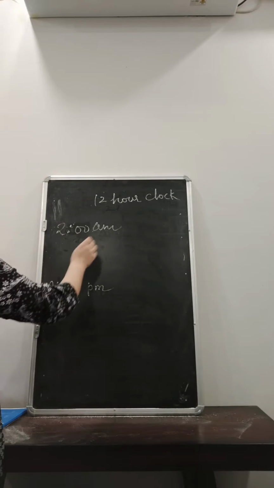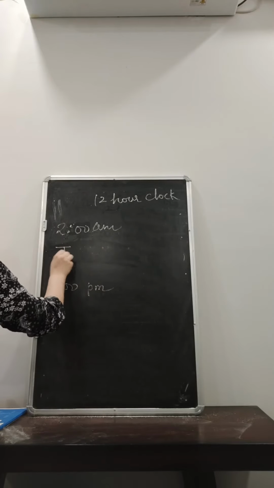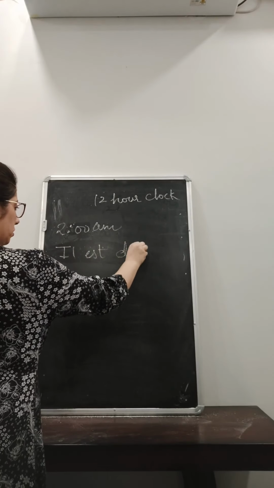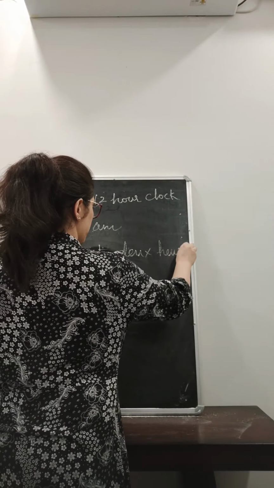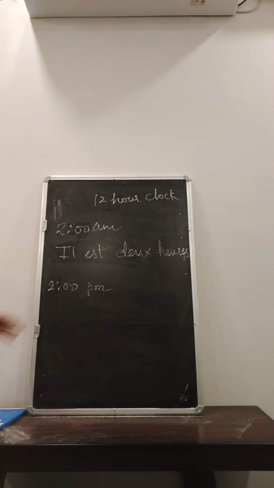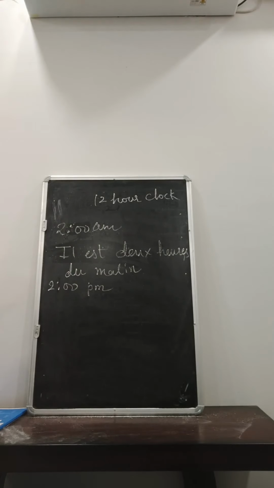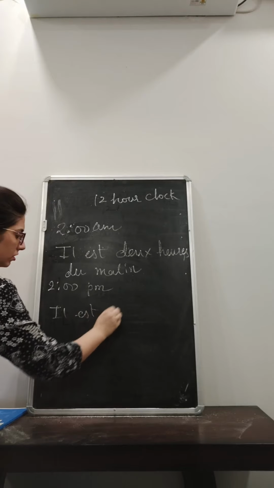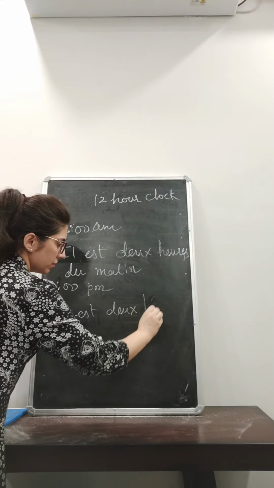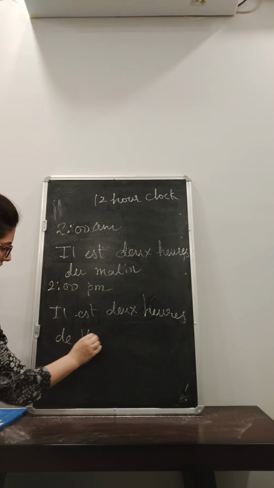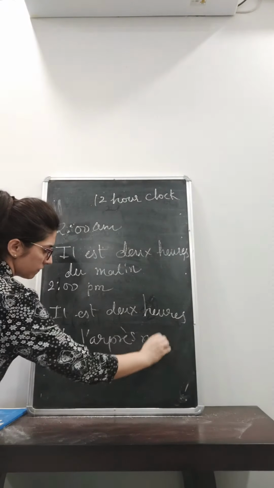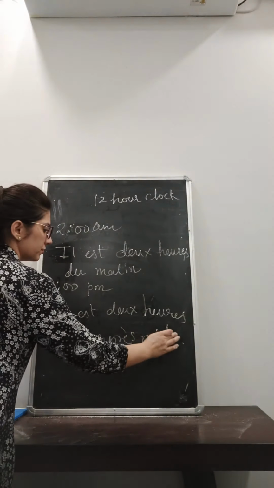So how are we going to write? Il est 2h, it is 2 o'clock, right? It is 2 o'clock, simple, but how are we going to come to know that it's AM or PM? That would be du matin, of morning. It's 2 o'clock of the morning. Then PM would be il est 2h de l'après-midi, of afternoon. It's 2 o'clock of the afternoon, right?